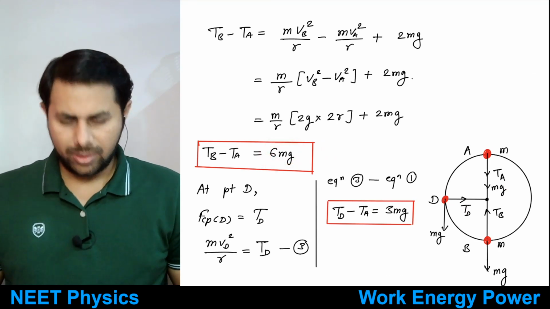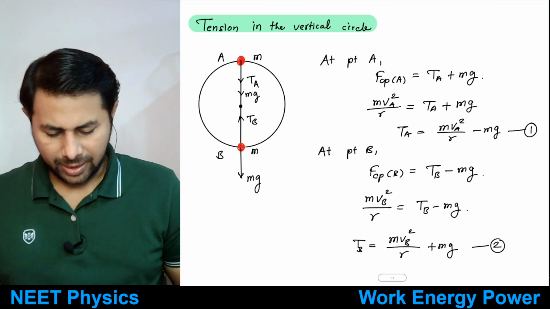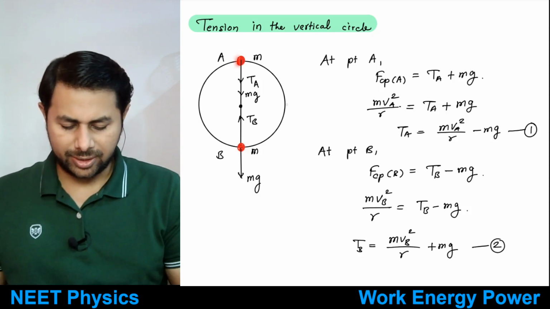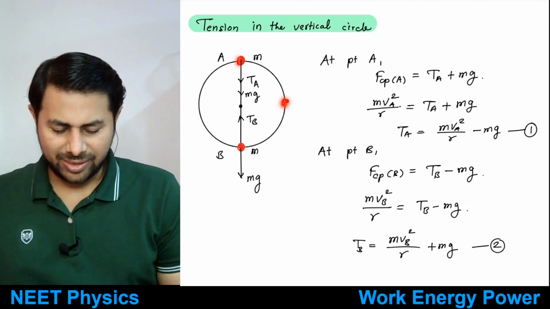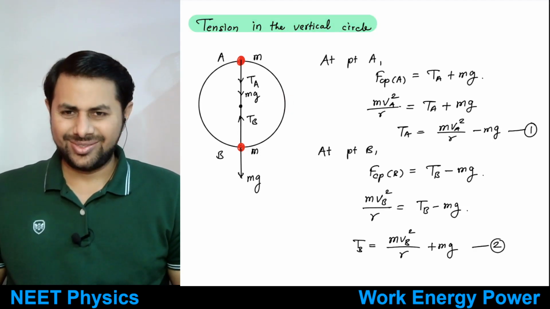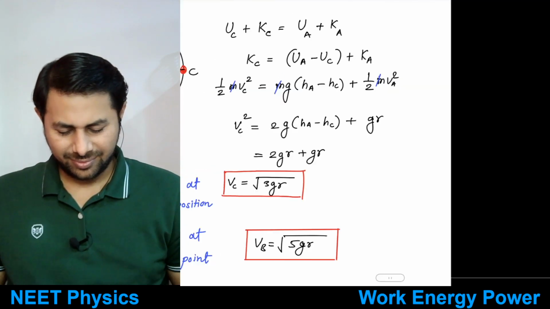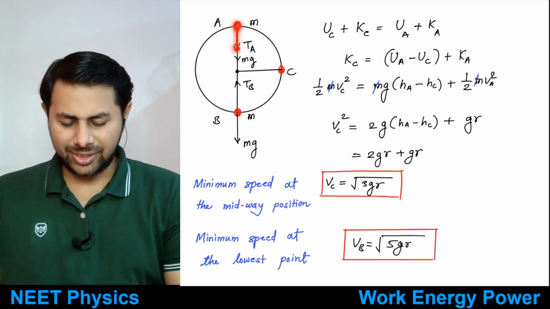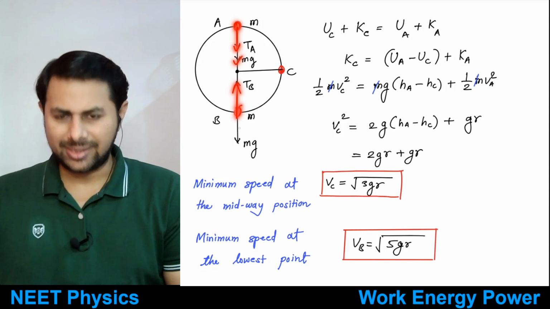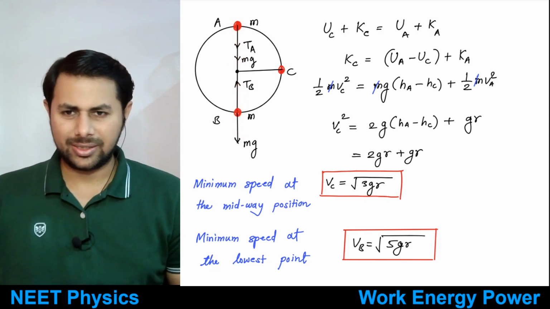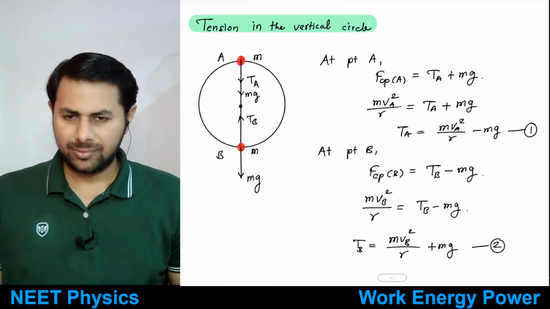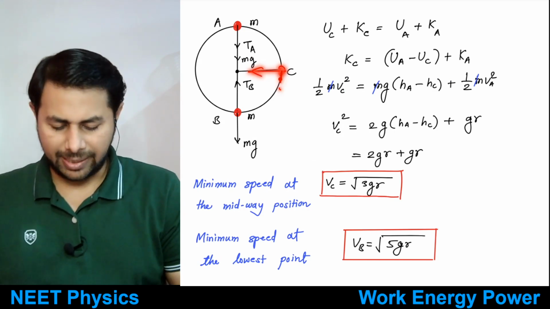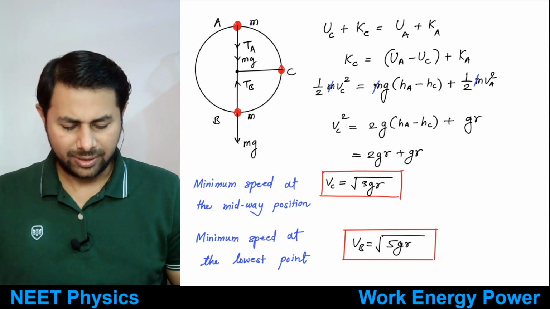Okay, and we need to be able to write down the equation for the centripetal force at this point, at this point, and at this point. Tell me what will be the centripetal force at point C. Here it is tension plus mg, here it is tension minus mg. Okay, good. So at point C it is just equal to tension. Very good, right? It's just equal to the tension in the string, because mg acts in the perpendicular direction.